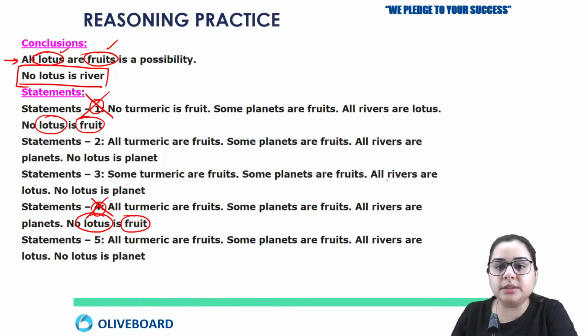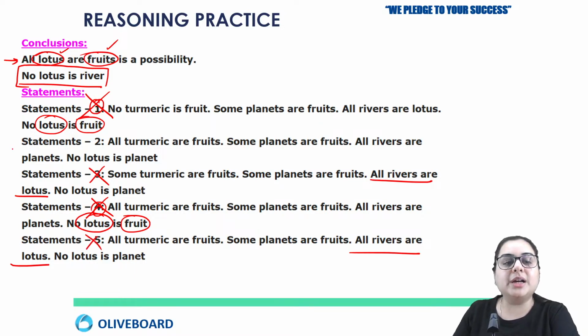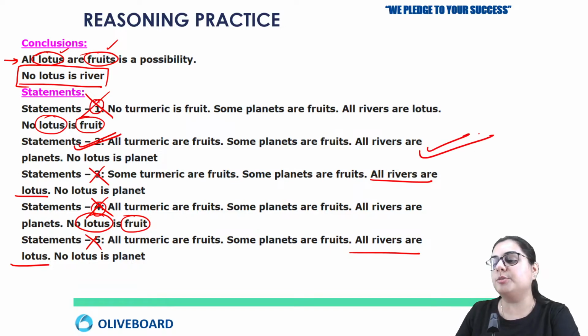Okay, in the third you have "all rivers are lotus." So if the statement is "all rivers are lotus," how can I conclude "no lotus is river"? The third one is also wrong. Again, here we have a positive, so the fifth is also wrong. So without even solving, we got our answer, which is only the second option. So the second option is the correct one.